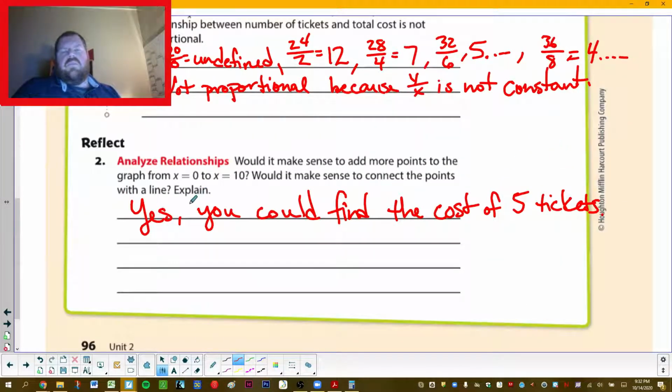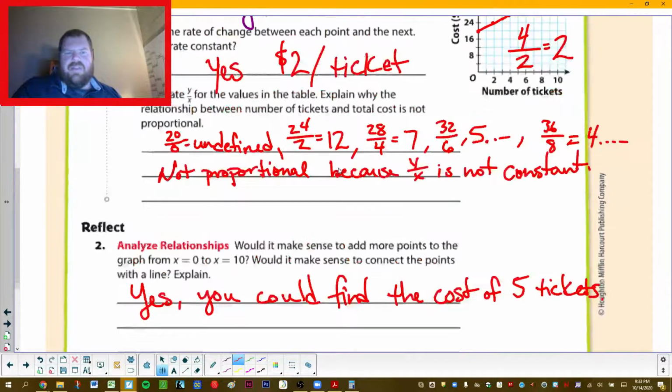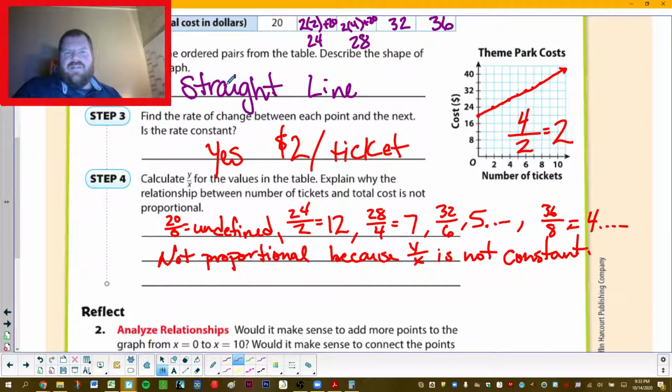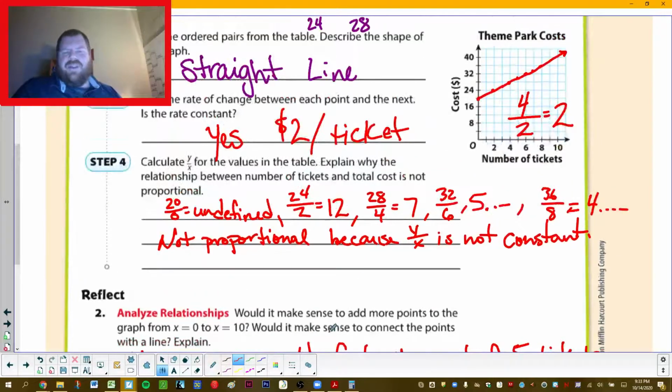Would it make sense to connect the points with the line? Explain. I'm going to say yes and no. Maybe it's not that good to say yes and no. It's nice to know what 5 tickets would cost, and maybe they didn't even want us to draw that line. Yeah, not really. They just wanted us to plot the ordered pairs. So maybe I'll get rid of that line. If you already drew the line, that's okay too. It's relatively okay to draw that line.